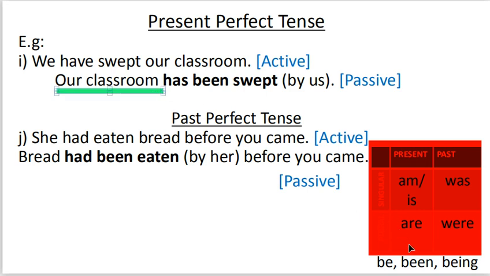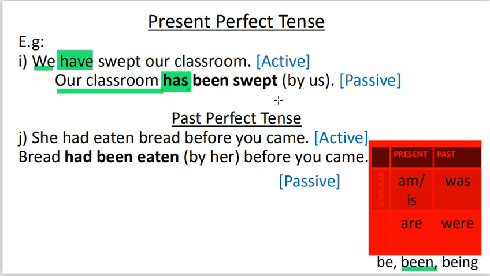But there's one thing you have to note. In the active sentence, we have, but in the passive sentence, we have has. Why? That is because the subject in the active sentence is plural. Therefore, we have the verb plural, have. But now in the passive sentence, the new subject is singular because it is one classroom. So we have the singular form of have, which is has. That's why we have our classroom has been swept by us.